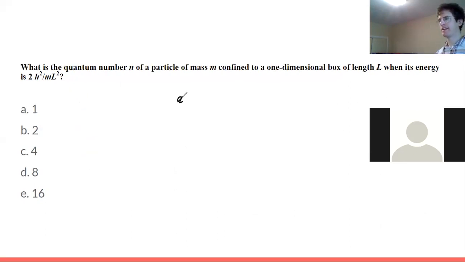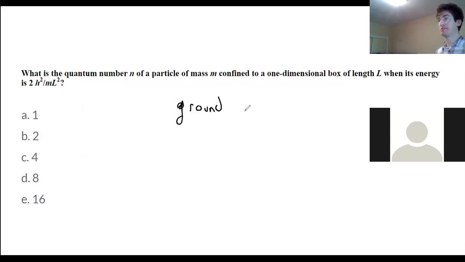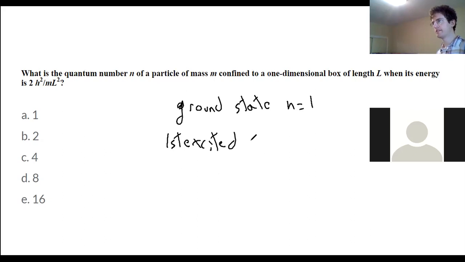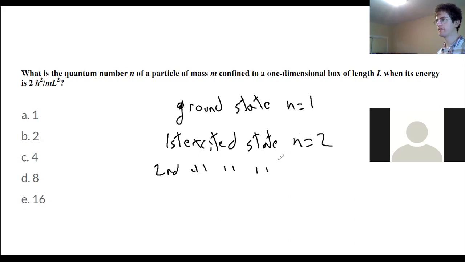Because n is an integer from 1 to 2, 3, 4, 5, 6, infinity, that means that the smallest value of n is the ground state. Anything above the ground state is an excited state. The one that comes next is the first excited state, n is equal to 2. And then the second excited state will be one up from that, n is equal to 3, and so on.